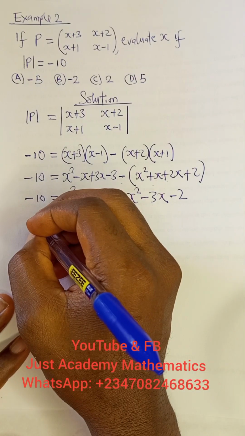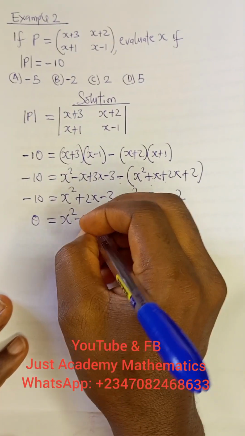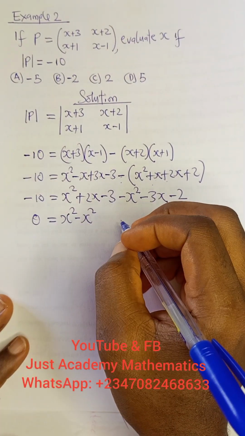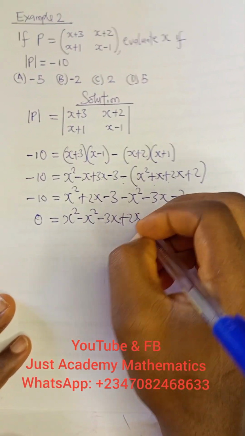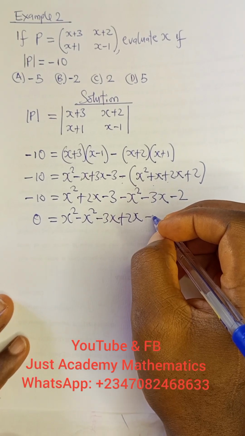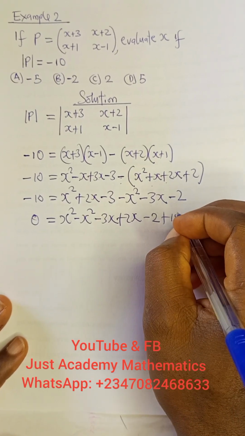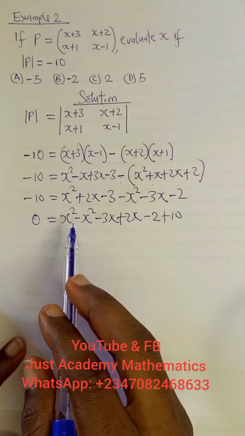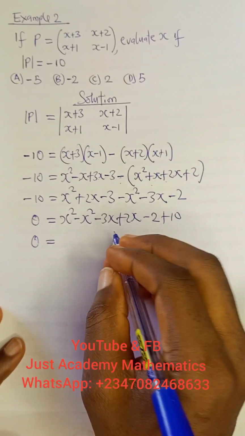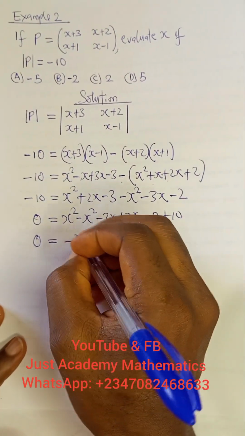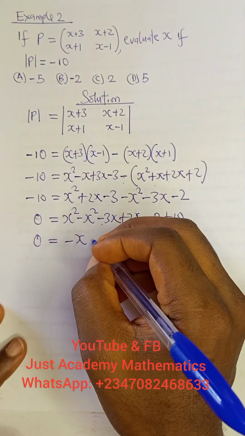Now, this simply means that 0 is equal to s squared minus s squared. As you can see, then we have minus 3s plus 2s. Then we have minus 2. I will just bring this one there now, since minus 2 plus 10. Now, since s squared minus s squared is 0, it's out. That means we are left with what? Minus 3s plus 2s, which is minus s. And minus 2 plus 10 will give us what? Will give us 8.